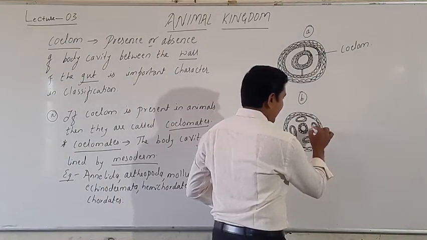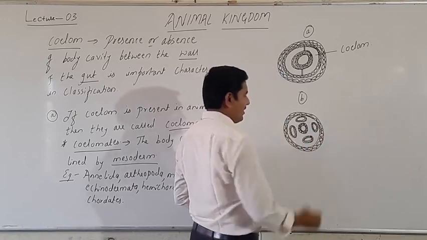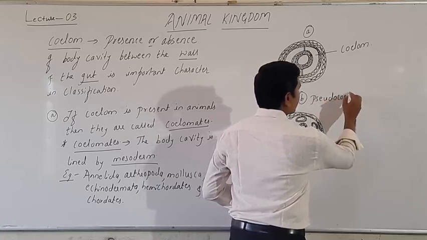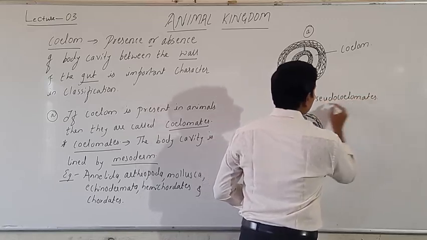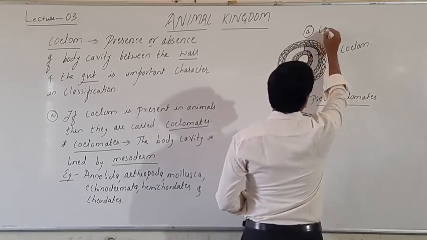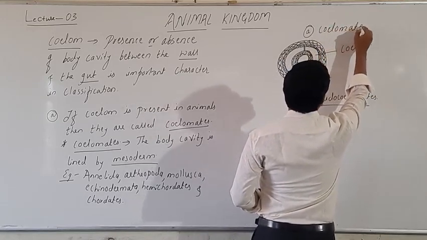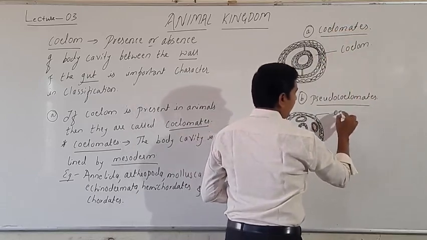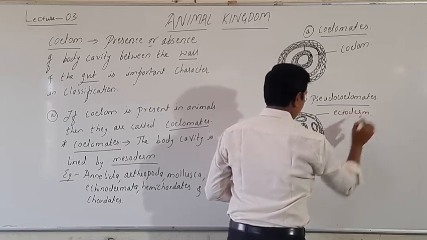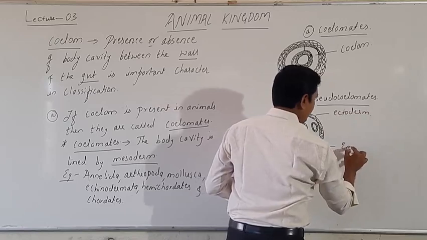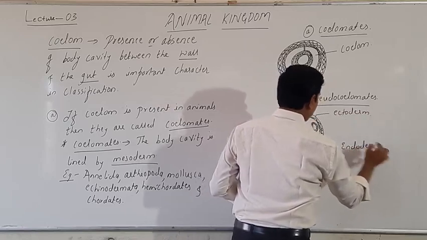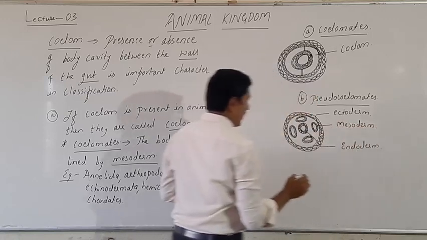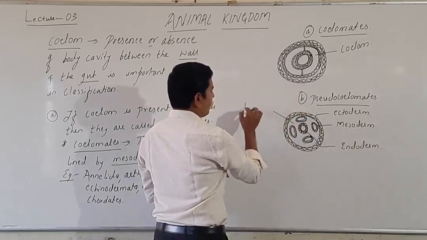And such types of animals having this, we call them pseudocoelomates. This one is a coelomate. This is ectoderm. This one is endoderm. This is mesoderm, and we call this a pseudocoelom.